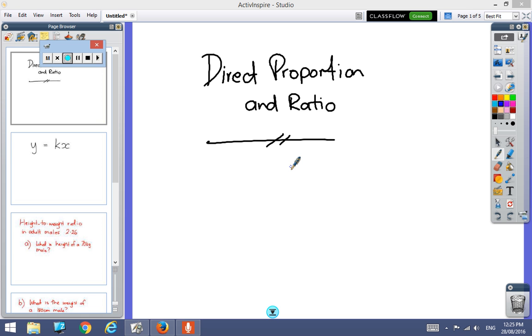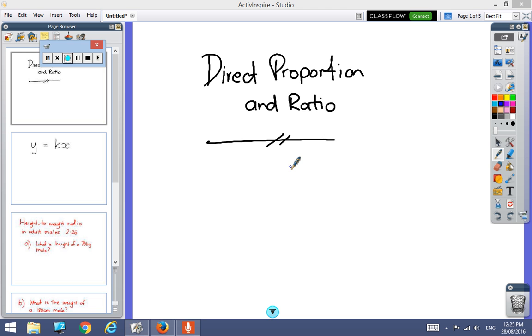So that's what we're looking for, and we did a little bit of that last lesson when we graphed straight lines. If it was straight, then it was directly proportional. If there was a wobble or if it curved, then we'd say that there isn't a direct relationship.